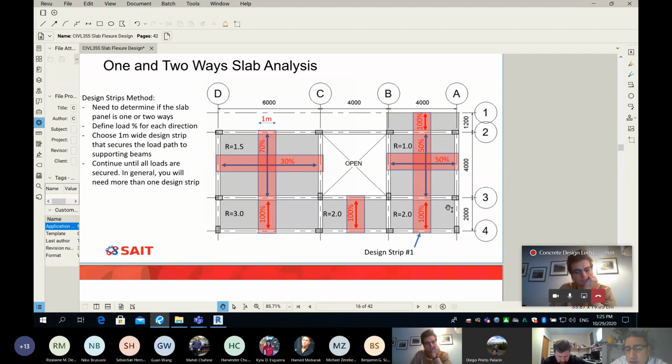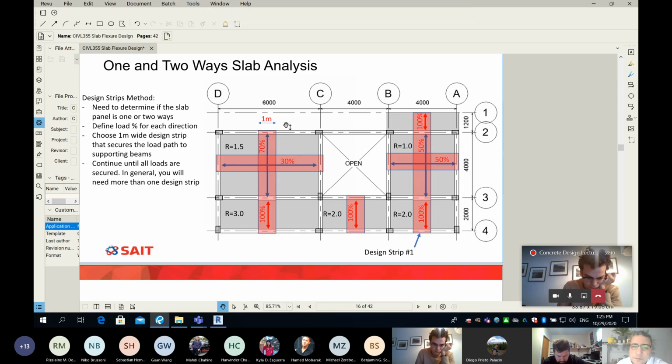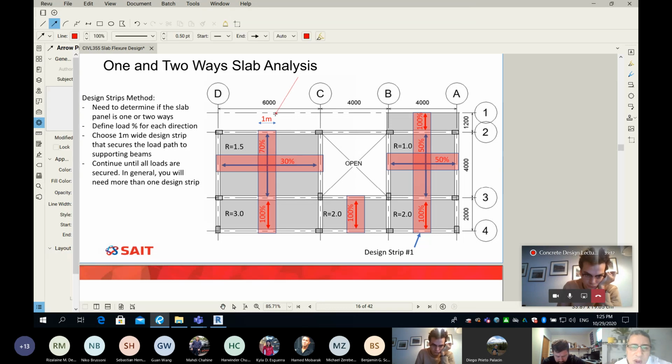Then what we do, please think about this one. We're going to take a 1 meter wide design strip. Please look at this number, 1 meter wide. Please look at my screen, I'm pointing to where I wrote the 1 meter. So a 1 meter wide design strip. The width of every one of those transparent red strips is 1 meter.